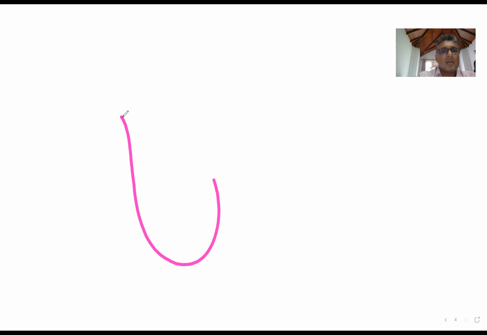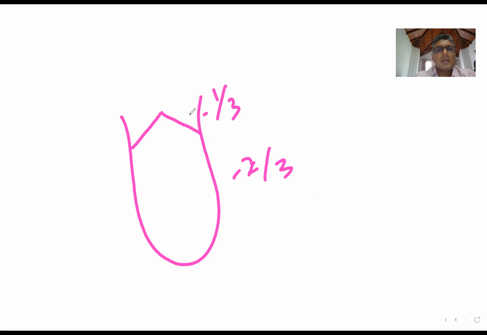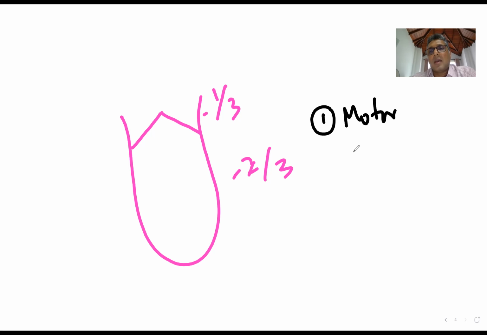If this is your tongue, we'll divide it like this: anterior 2/3 and a posterior 1/3. Now, number one, the first thing you need to remember is that when it comes to the motor supply of the tongue, that is the muscles of the tongue, almost all muscles of the tongue except one muscle are supplied by the hypoglossal nerve.